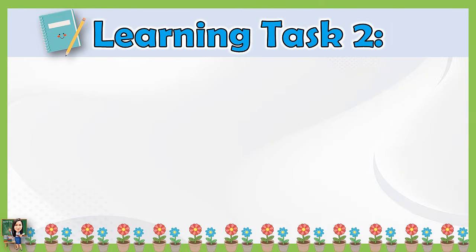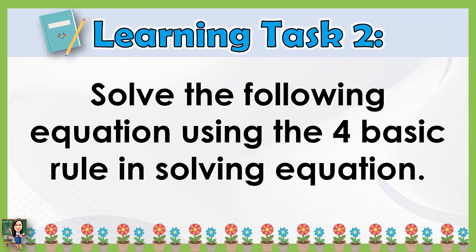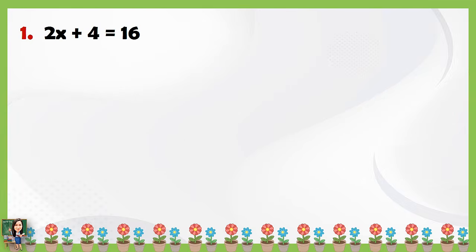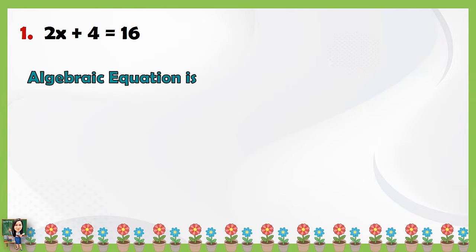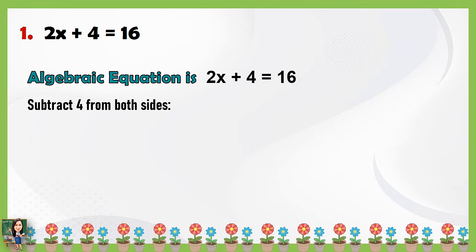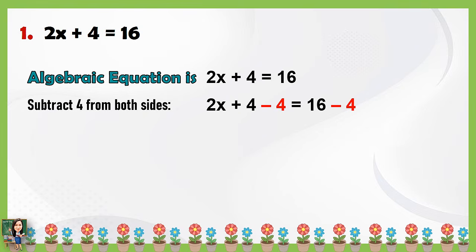For learning task 2, solve the following equation using the 4 basic rule in solving equation. Number 1, 2x plus 4 equals 16. The algebraic equation is 2x plus 4 equals 16. Subtract 4 from both sides. That is 2x plus 4 minus 4 equals 16 minus 4. Then, positive 4 minus 4 equals 0. The remaining is 2x. Then 16 minus 4 equals 12.